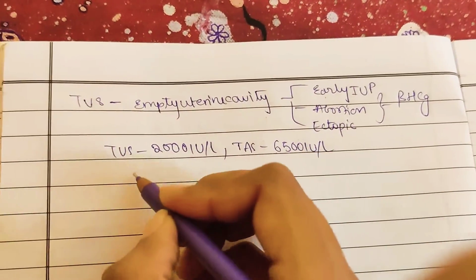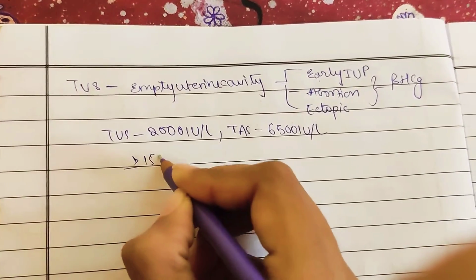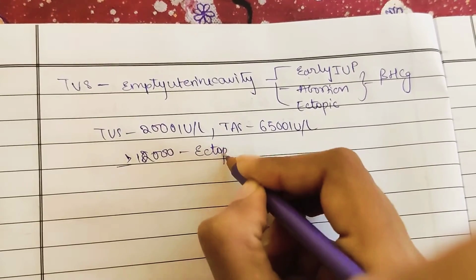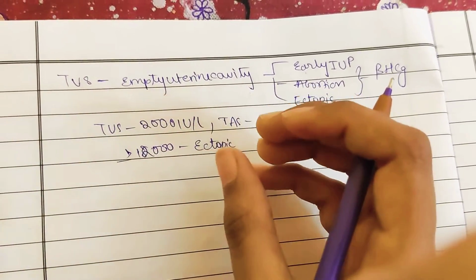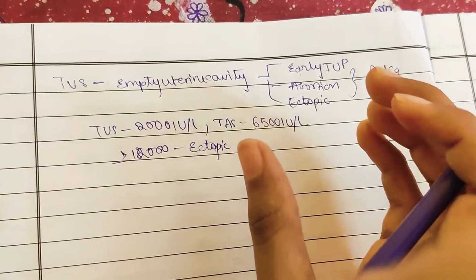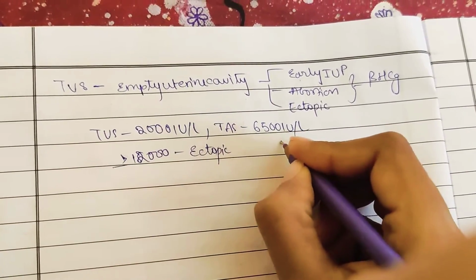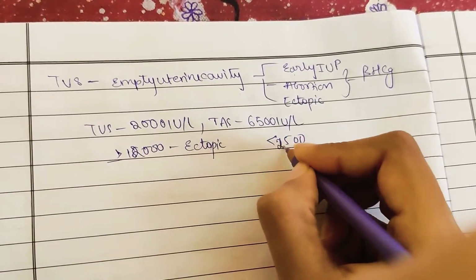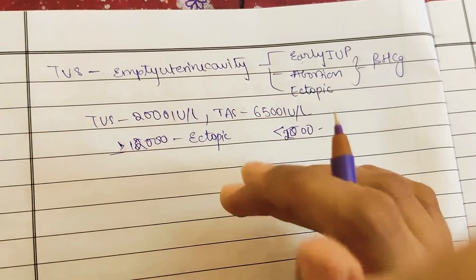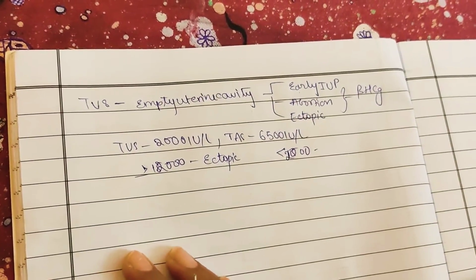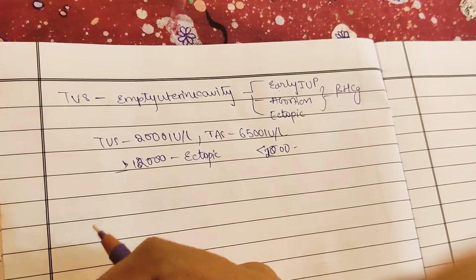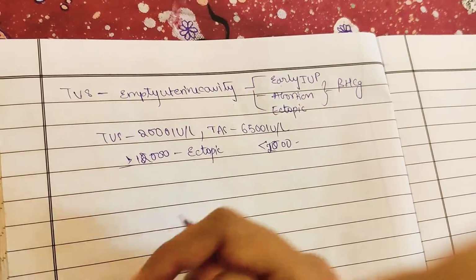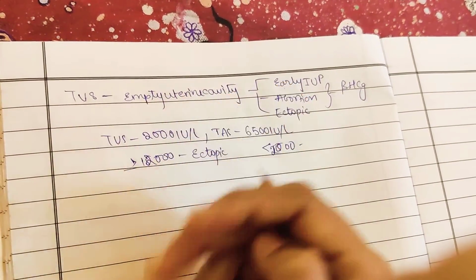According to the beta HCG values, if the value is greater than 2000, then you can say it's perfectly ectopic pregnancy, because already the value is greater than 2000, but still there is no implant in the uterus, then of course it will be ectopic. But if the value is less than 2000, then you will start to be confused, because it may again have all the chances: either it may be early uterine pregnancy, or it may be abortion, or it may be still ectopic.